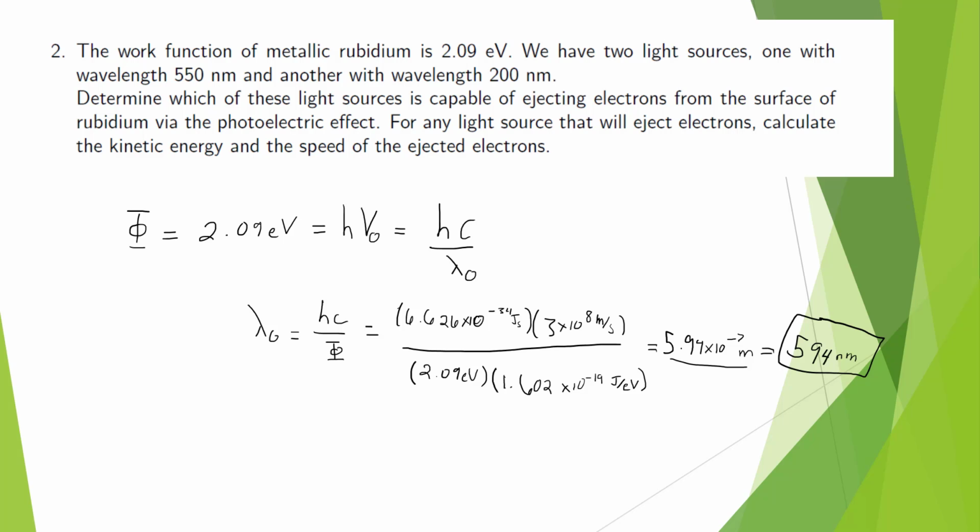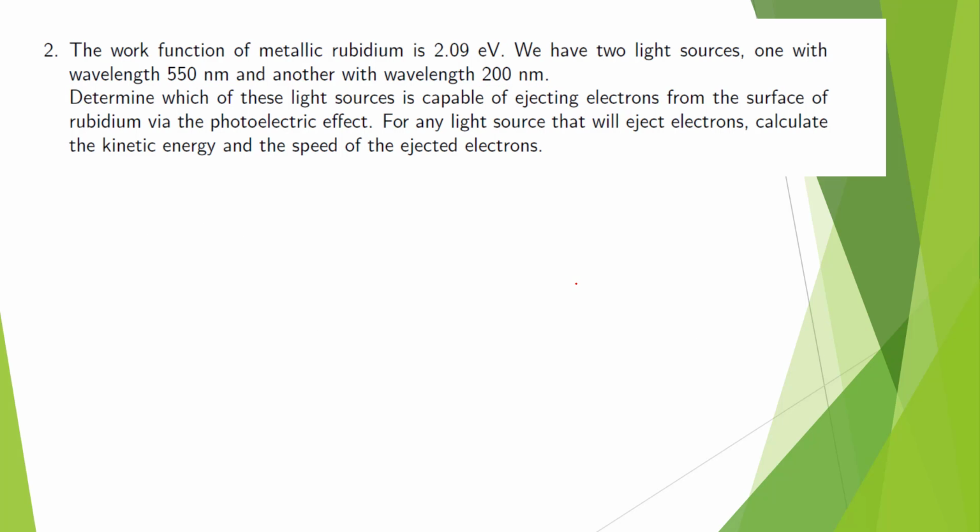And any wavelength of light lower than this threshold wavelength will emit electrons. Because we're given that the two light sources emit at wavelengths of 550 nanometers and 200 nanometers, we know that both light sources are capable of ejecting electrons from the surface of rubidium. So for the next portion of this problem, we're going to start a new page.